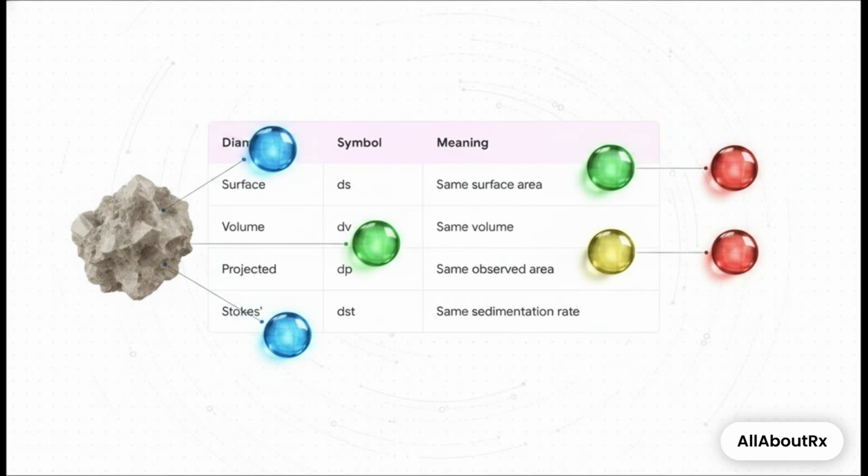To solve this asymmetry problem, scientists developed a brilliant workaround. We use what are called equivalent diameters, specifically surface, volume, projected, and Stokes diameter. Essentially, what these metrics do is allow us to mathematically treat an irregular, weirdly shaped particle as if it were a perfect sphere. For instance, the volume diameter simply assumes a theoretical sphere that has the exact same volume as our asymmetrical particle. It takes the chaos of irregular shapes and standardizes it.